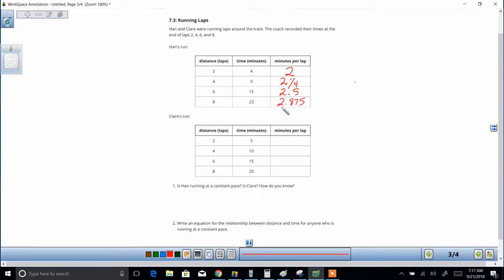So it appears as if Han started off kind of quick, but he's slowing down. It's taking him longer to do each lap as he runs. That makes sense. He might be getting tired, right? He might not be in the best of shape right now.